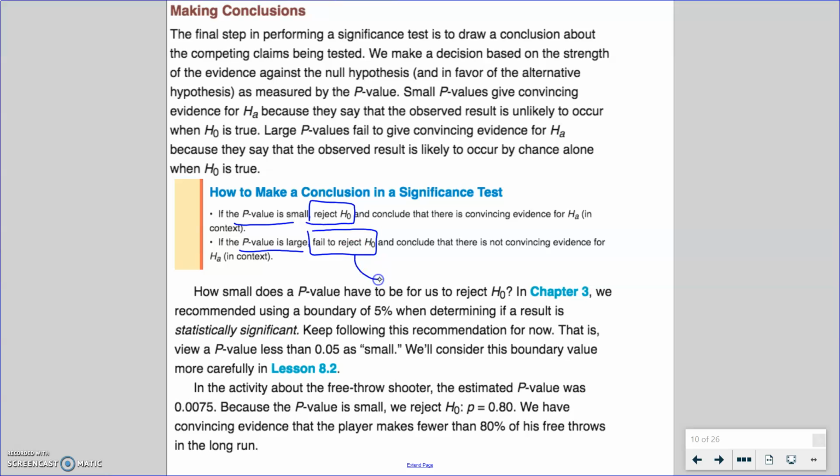Now, here's what's weird about this, you guys. If you are in AP Bio, you can accept the null hypothesis. That is not the case in statistics. So if you're in AP Bio, that might kind of confuse you a little bit. So let me know if I can help, okay?